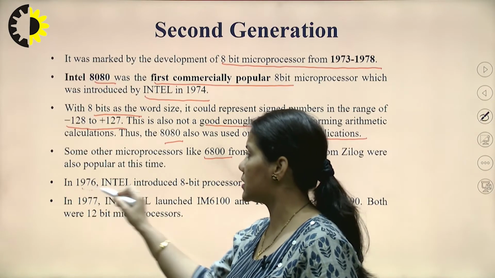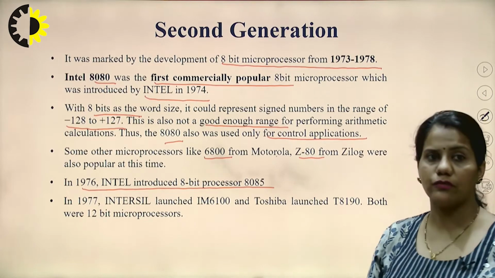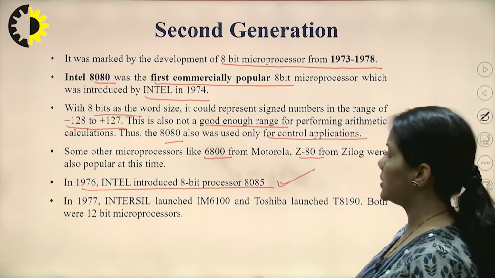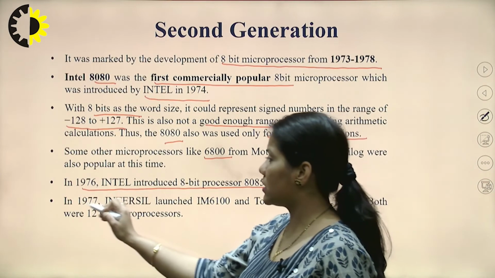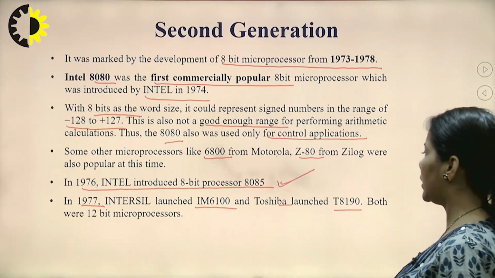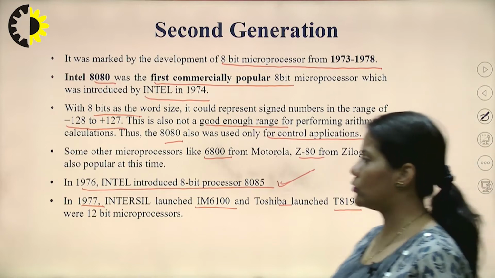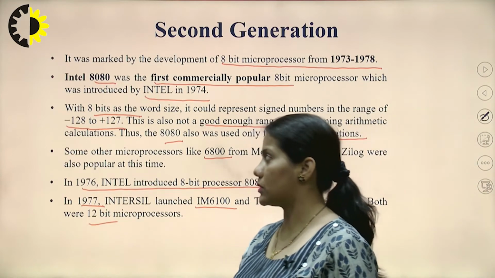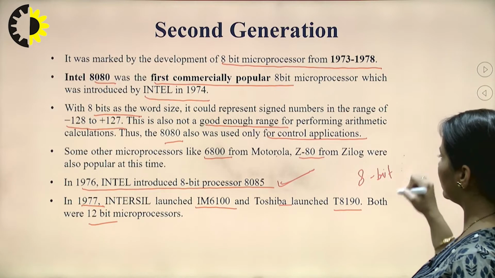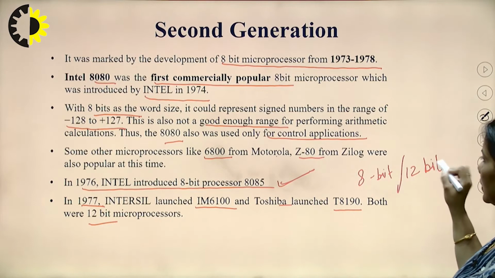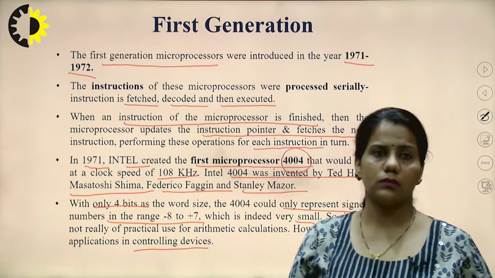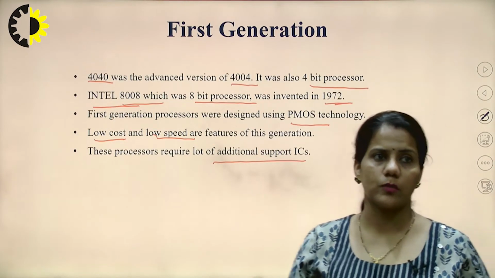In 1976, Intel introduced the 8-bit processor 8085. This became so popular. This was from the second generation. In 1977, Intersil launched IM6100 and Toshiba launched T8190. Though these were 12-bit microprocessors. So basically this generation included 8-bit and 12-bit microprocessors. And when we talk about the first generation, it handled only 4-bit microprocessors.